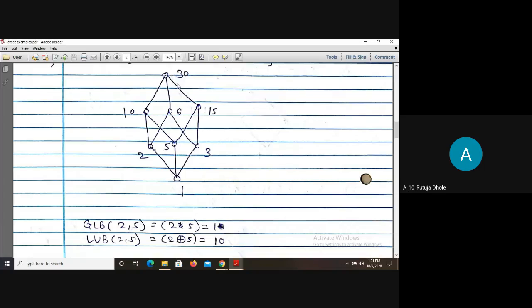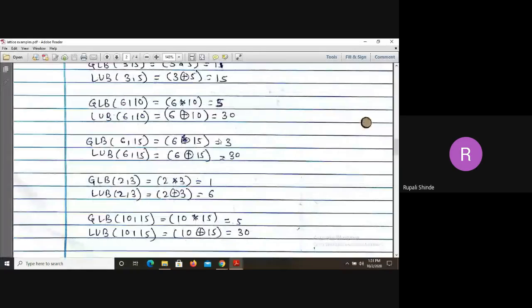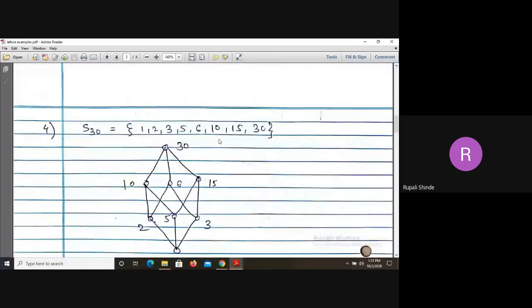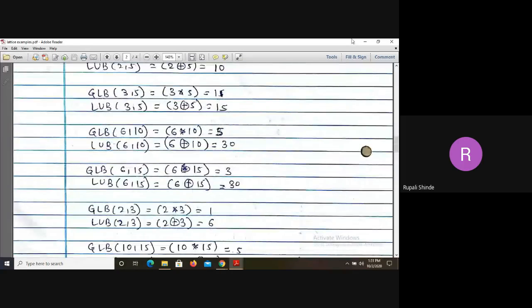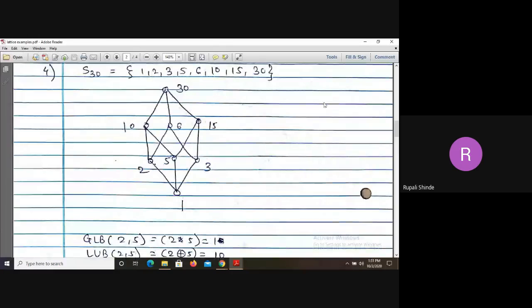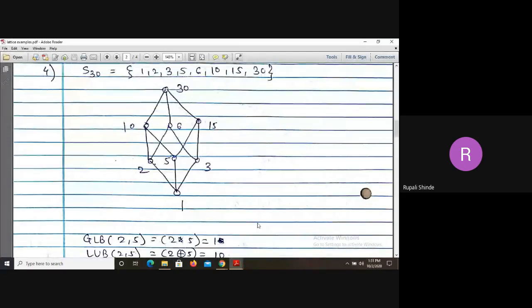Yes, 30. So again, the greatest lower bound and least upper bound exist for each and every pair of elements. That's why this is a lattice. Likewise, we can draw a lattice. Have you understood these points? Yes. Do you have any doubt?